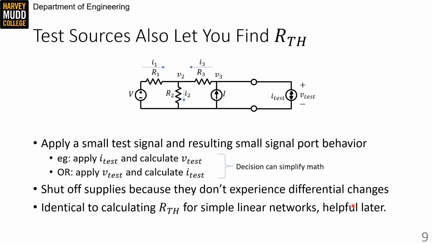You may notice that shutting off the supplies and calculating the voltage produced by a test current is identical to the slope-intercept method on the last slide, and that's true for resistor networks. We're going to start looking at things that aren't resistor networks later, and this test source is going to prove itself to be a useful way to calculate Thevenin resistance of those. One other detail that may prove useful later is that your choice of whether to apply a test current or a test voltage can sometimes be very tactical. It can make the math much easier if you pick the proper one.